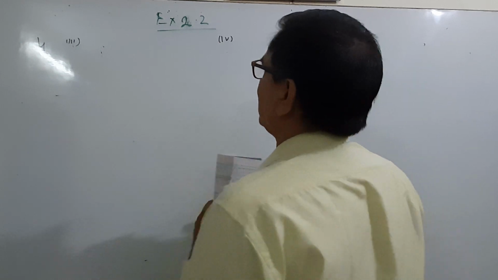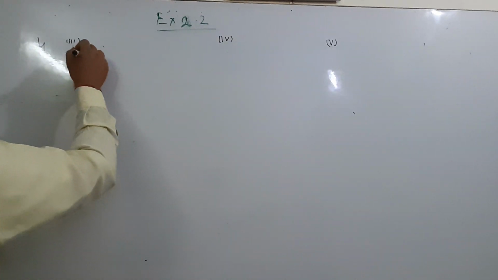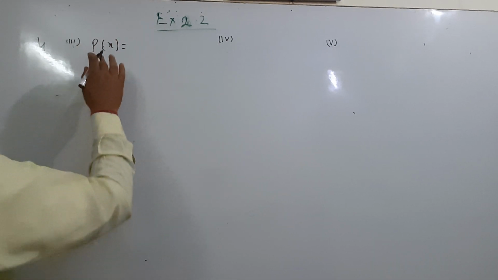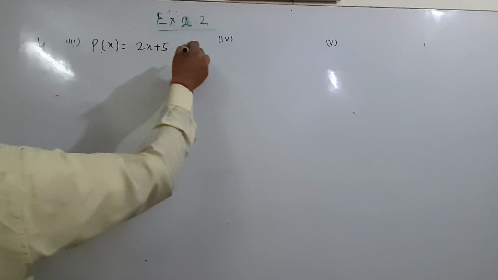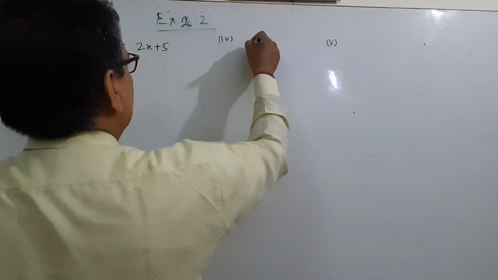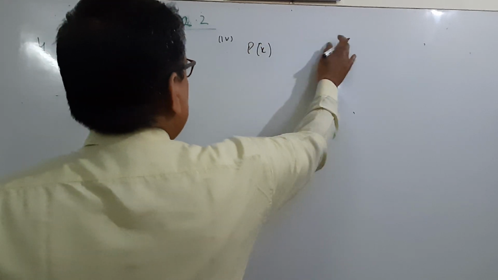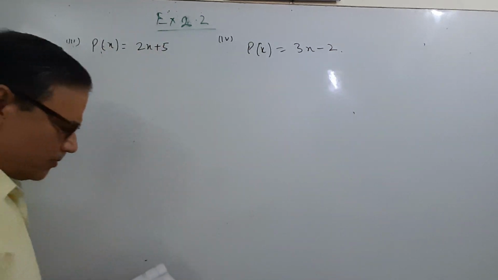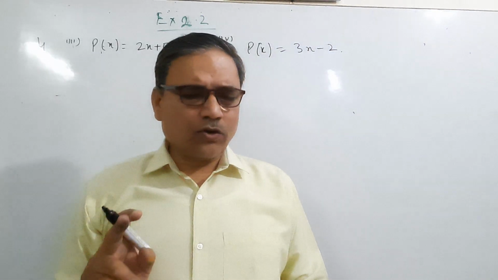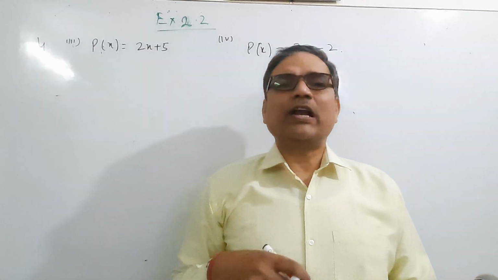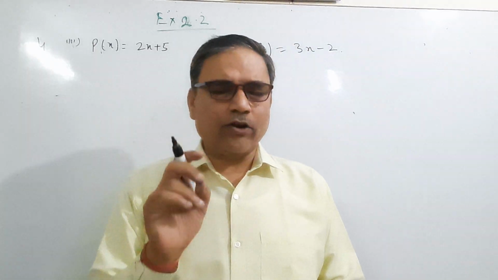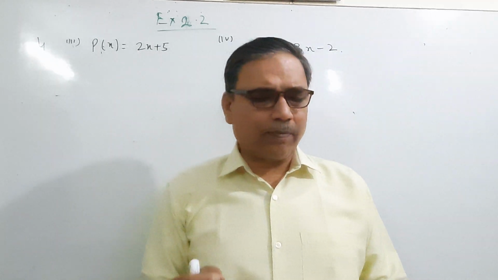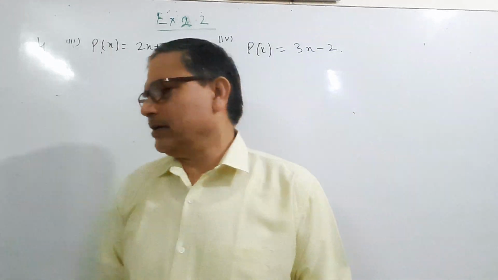Here is the third part, p(x) equal to 2x plus 5, and this will be p(x). Fourth part is p(x) equal to 3x minus 2. Question fourth is find the zeros of the polynomial, meaning the value of x, the value of the variable, in each of the following cases.